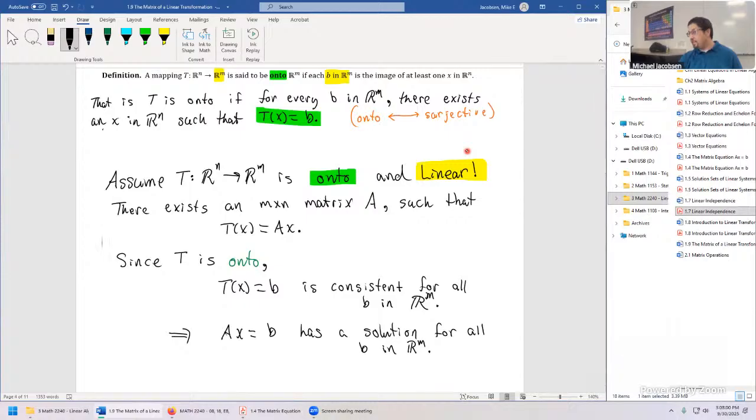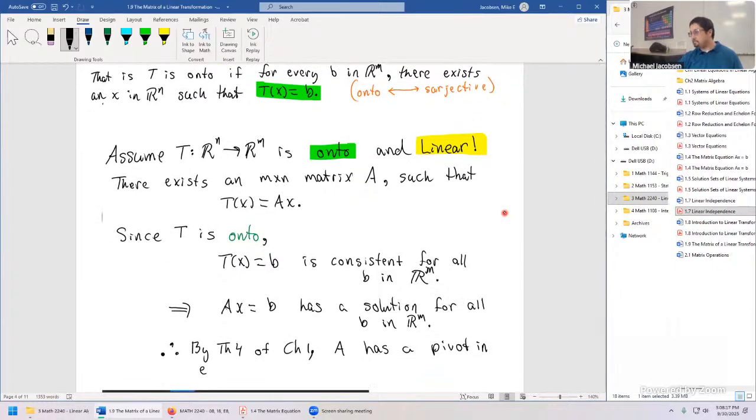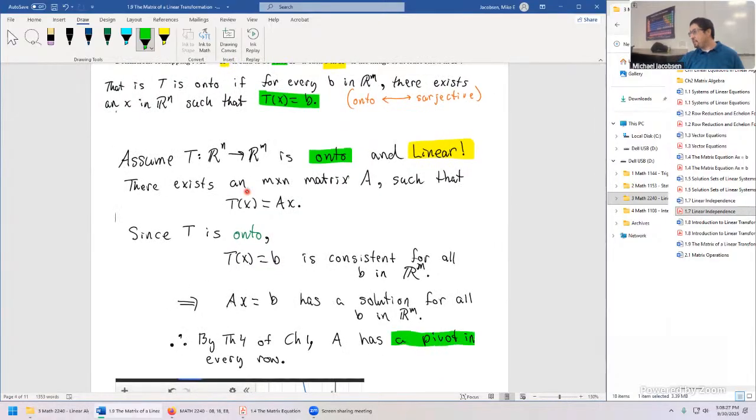Let's put down that punchline. Therefore, by theorem 4 of chapter 1, A has a pivot in every row. And that's our whole big punchline. Being an onto transformation just means you know something about the pivots of this transformation. When you look into the standard matrix A, there's automatically a pivot in every row now.